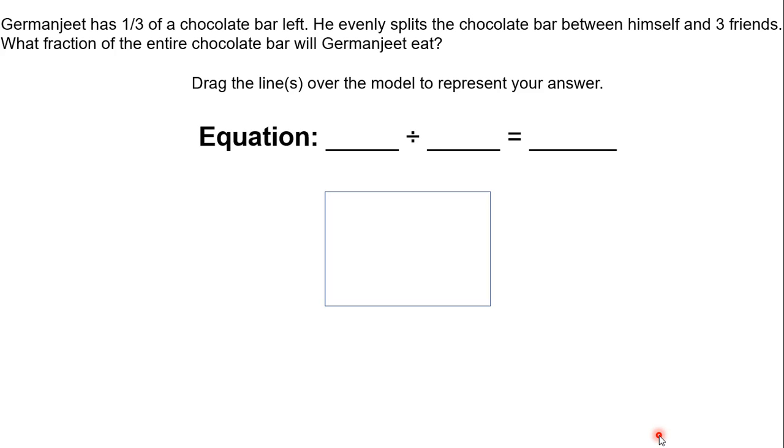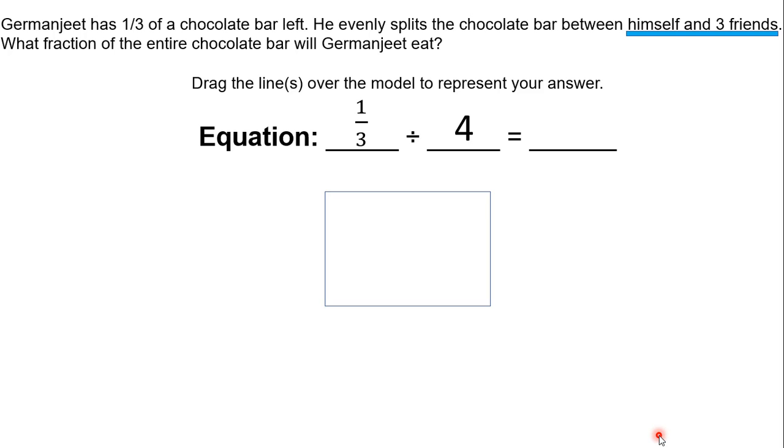Let's first write our equation. We first need to ask ourselves what we're splitting up. Well, we know that we're splitting up 1/3 of the chocolate bar. So that's going to be our dividend, which goes first in our equation. Now we're going to figure out how many people he's sharing this 1/3 of a chocolate bar with. And that would be himself and 3 people. So that's a total of 4 people sharing the rest of the chocolate bar.